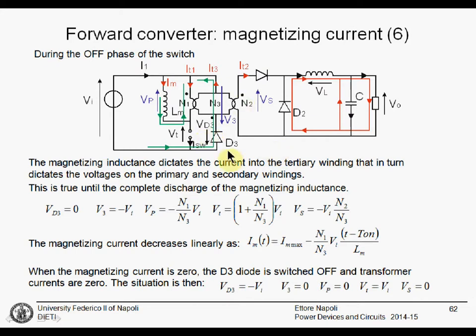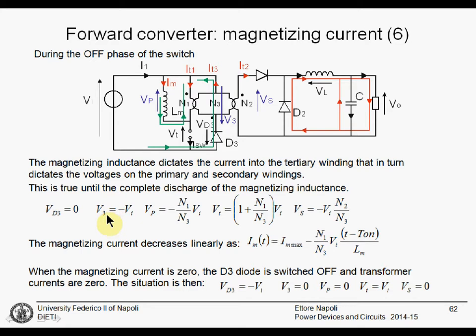In fact, we can say that since the current is flowing in this direction, the D3 diode is on, and the voltage drop on the diode is 0. We can then calculate the V3 voltage. That is exactly, with this convention for the voltage, V3 is exactly equal to minus Vi.